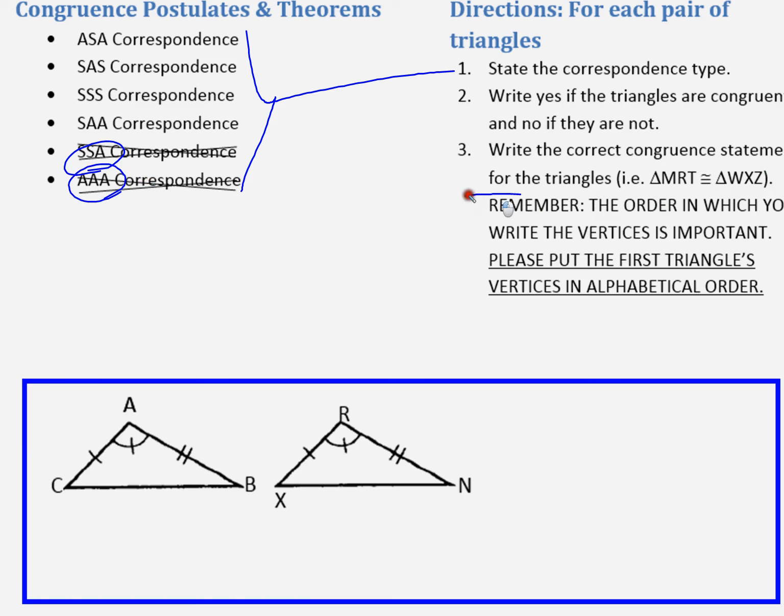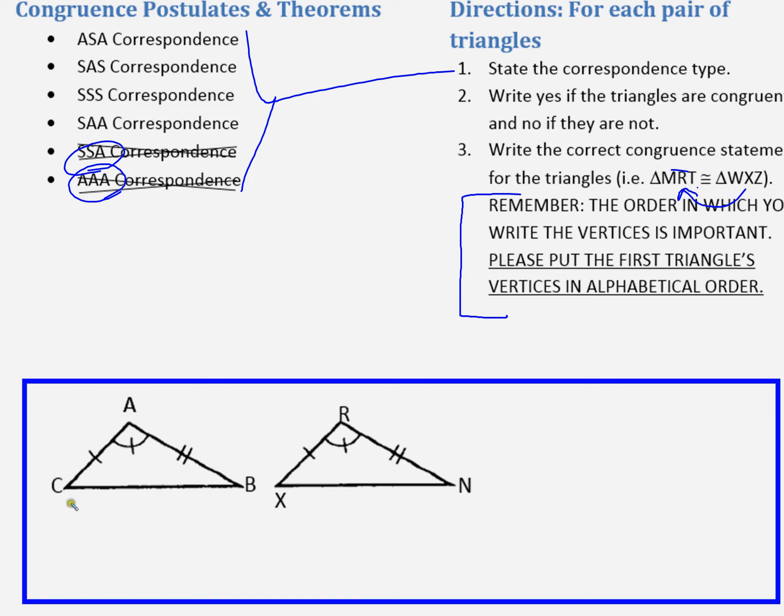I really want you to do this. This will make it easier for all of us if we're saying things the right way. Order is important. We can write the first one however we want, and then the second one we have to put so it corresponds correctly to the first one. For this underlined part, please put the first triangle's vertices in alphabetical order. I'll do that as we go along.